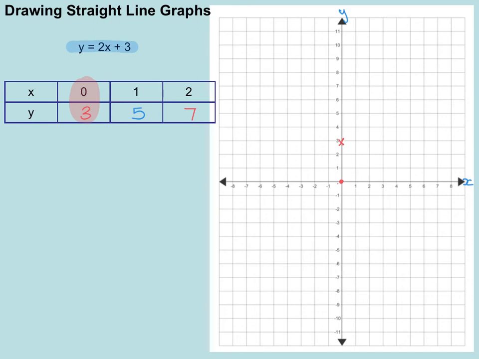Next one, we have got the point 1, 5. So 1, 5 along to 1 and up to 5, put a wee cross up. Next one, we have got 2, 7 along to 2 and up to 7. Now like I said before, the reason for doing 3 crosses is that they should lie on a line together.